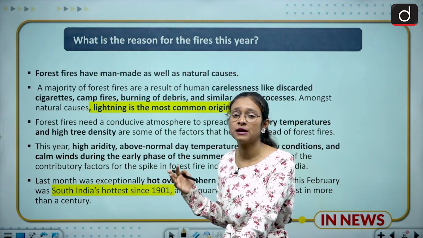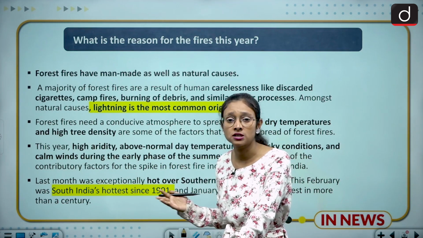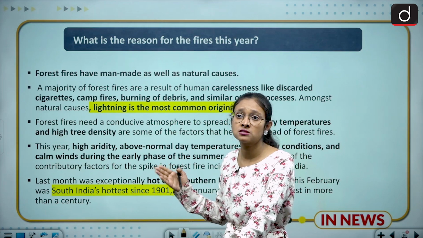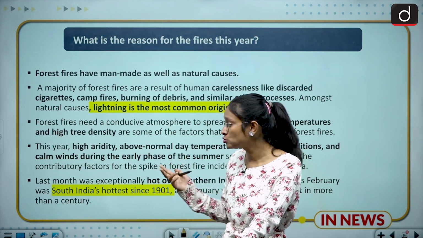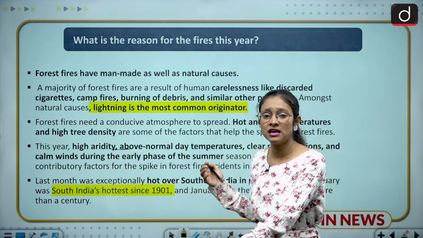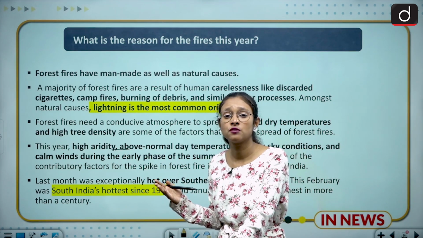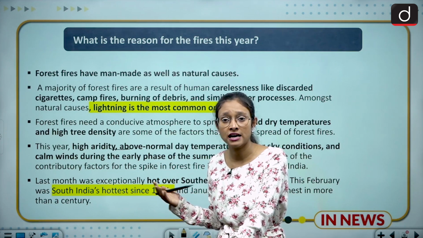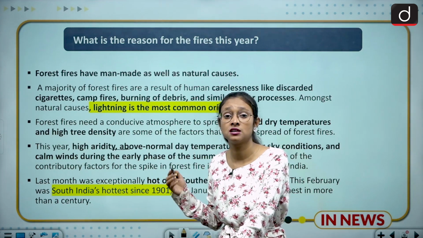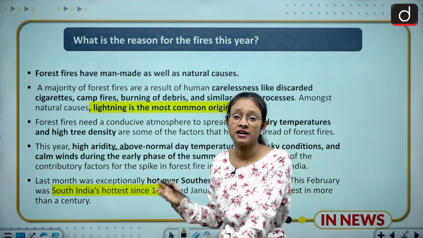The second reason is the climatic condition: because of global warming, the temperature has become hot and dry, and because of the lower humidity, we can see the forests are catching so much fire. So there are two reasons. Also this year we can see high aridity, and many areas which are arid and semi-arid in region are catching so much fire because of global warming and the hottest climate. And this year South India has also witnessed the hottest day ever since 1901. So because of all these climatic changes, forest fire is spreading.